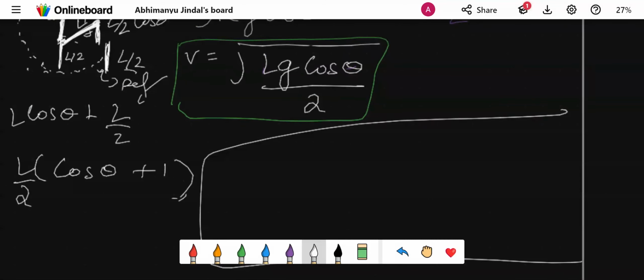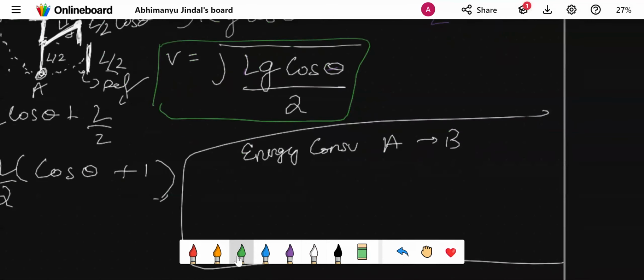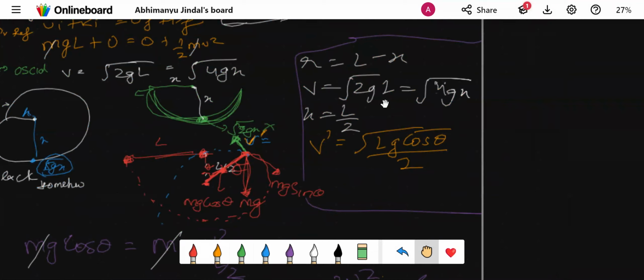So let's do this, right? Energy conservation from point A to point B, which is the position of slack. Energy conservation from A to B, so half. Taking the bottom as reference, the potential was 0, so kinetic is half into mass into velocity squared. Now this is why I noted down the velocity here, which was root 2gl.